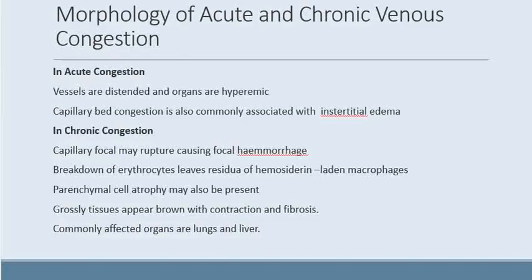Breakdown of erythrocytes leaves residue of hemosiderin-laden macrophages. Parenchymal cell atrophy may also be present. Grossly, tissues appear brown with contraction and fibrosis. Commonly affected organs are lungs and liver.